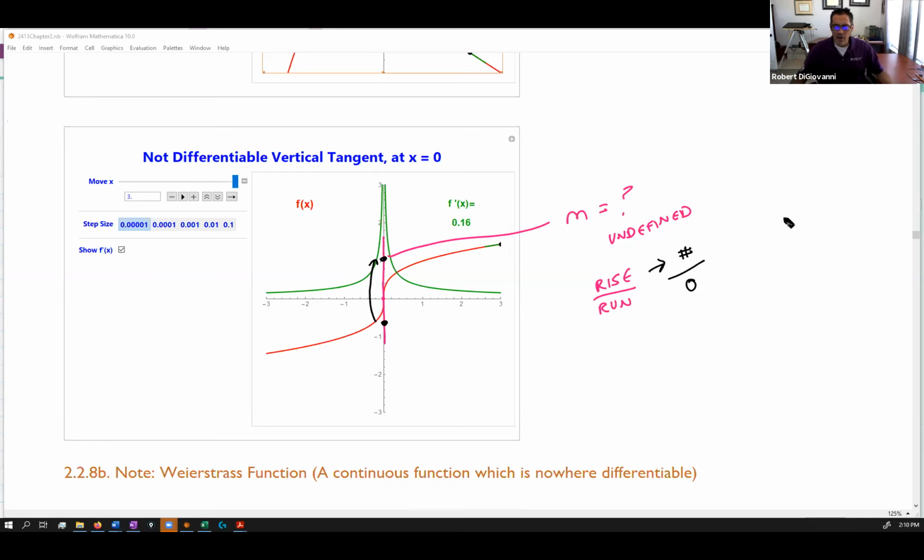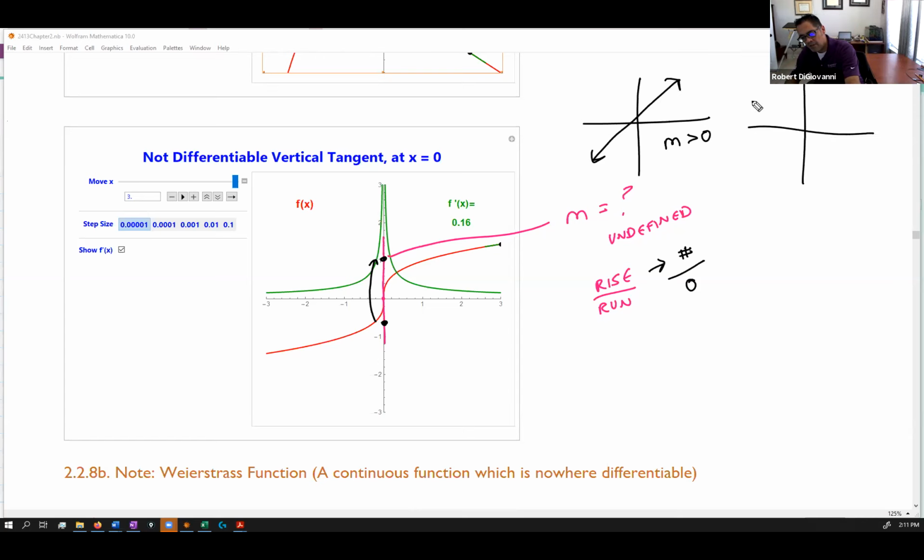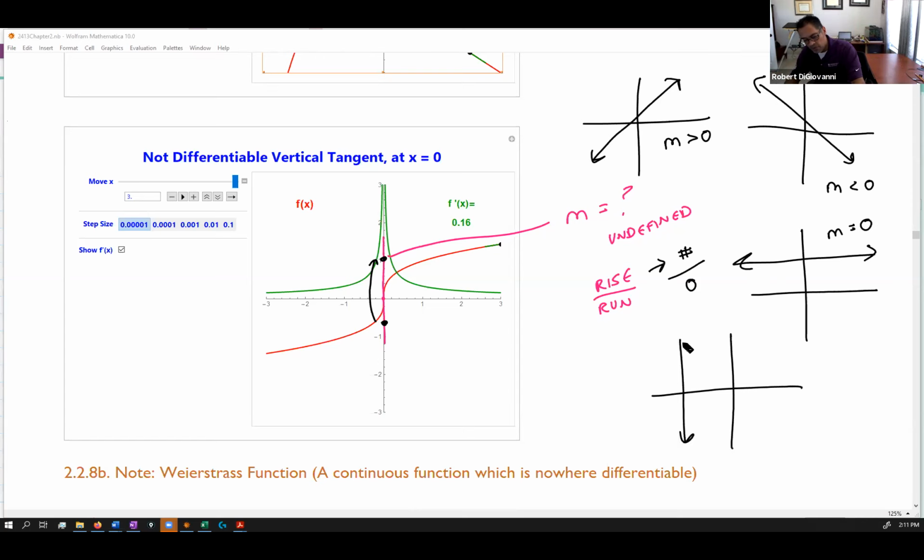Yeah, so in college algebra, you talk about lines and you say, okay, if the line is pitched like this, the slope is positive. If the line is pitched like this, then the slope is negative. If the line is flat like this, the slope is 0. But if the line is vertical, the slope is undefined.